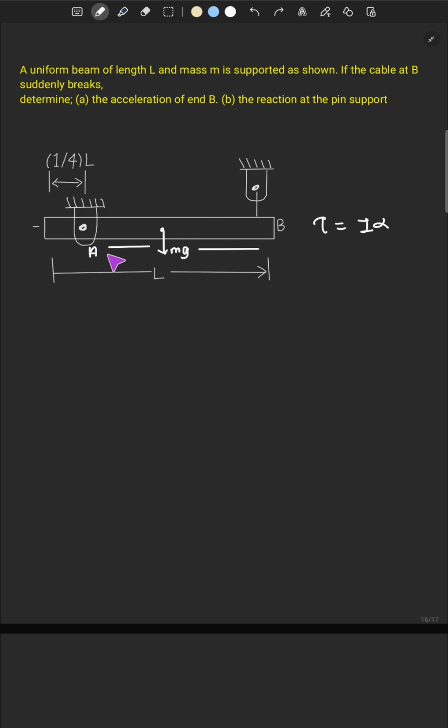So we are using this point A, because if we use point A, the torque of hinge forces which will also act is going to be 0. So our calculation will be easy. The only force left is this mg. Now if I calculate the torque of this mg, the distance of its line of action from point A is L by 4. This is length L by 2, this is L by 4, so L by 4 into mg is equal to I alpha.